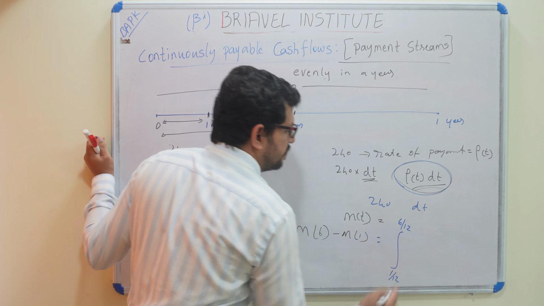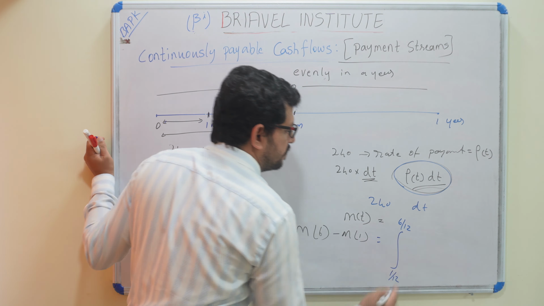So this 1,200 evenly distributed in a year means in any one day, my payment will be 3.29, or I am receiving a payment of 3.29 per day. That is a continuously payable cash flow. So I am taking a small interval, one day, 3.29, continuously payable in a year, because it is equally distributed.